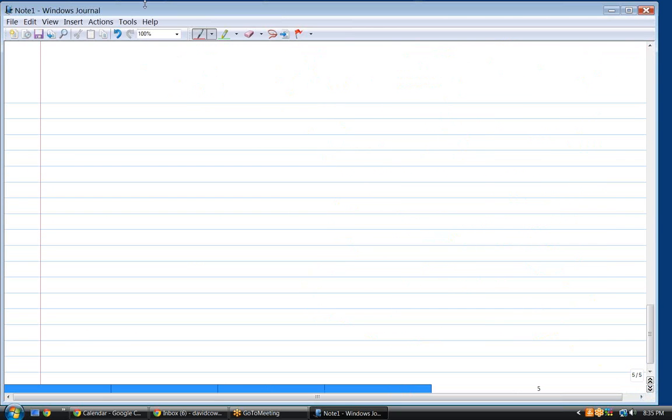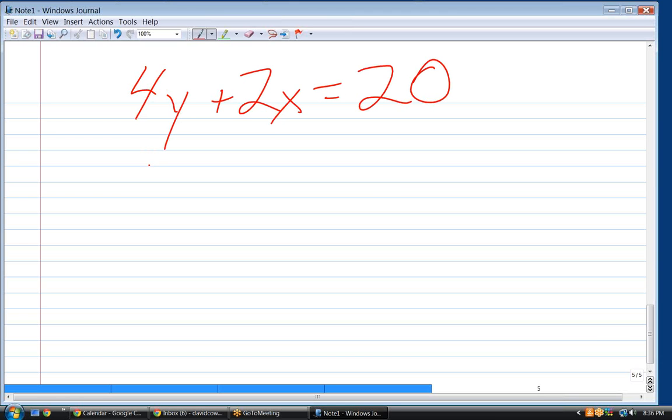And then another one I've been having problems with is when it gives you two equations and then you find the vertex and then determine whether or not the quadrilateral could be a rectangle. So the first problem is 4y plus 2x equals 20, and x equals 8 minus y.